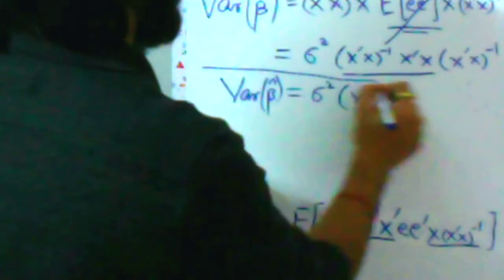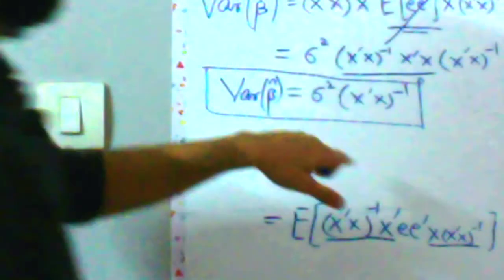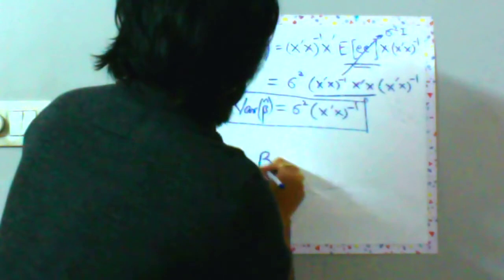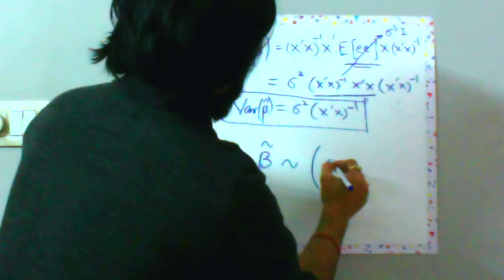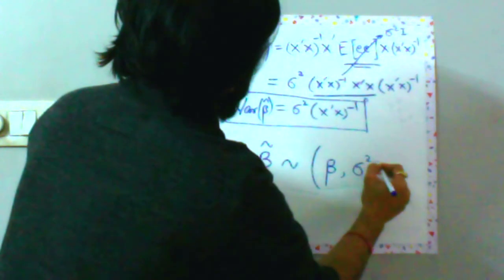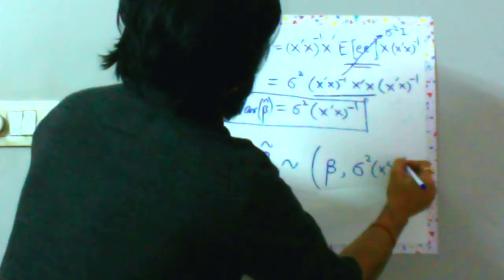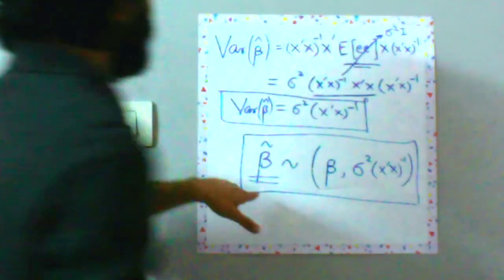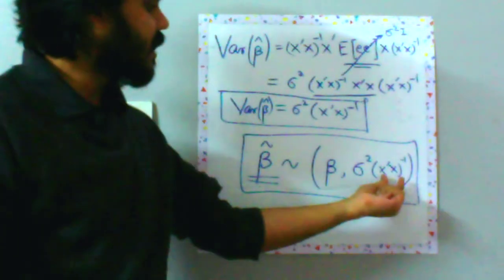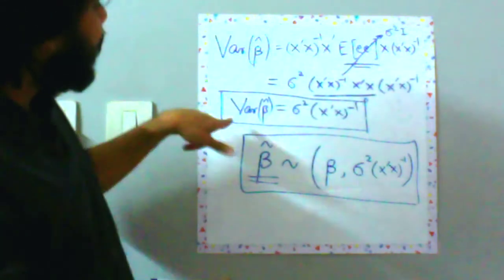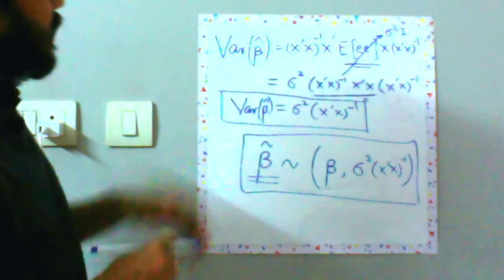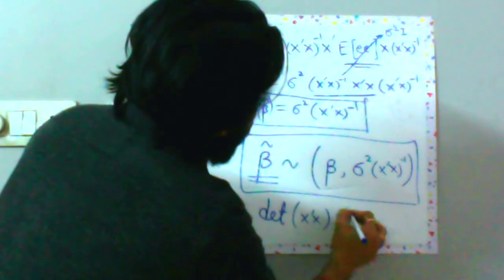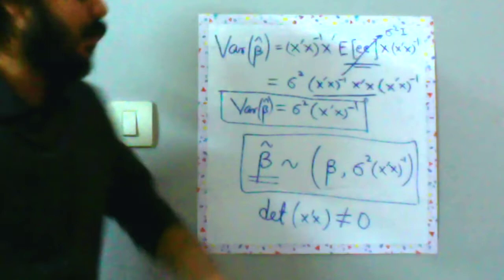So we already know the expectation for beta hat, and this is the variance. Now we can fully specify the beta hat estimator. Beta hat has an expectation of beta and a variance of sigma square X transpose X inverse. If you look at the estimate of beta hat, even this term has an inverse, X transpose X inverse. And even the variance term has an X transpose X inverse, which means the determinant of X transpose X must be not equal to zero, or else I'll not be able to calculate the inverse.